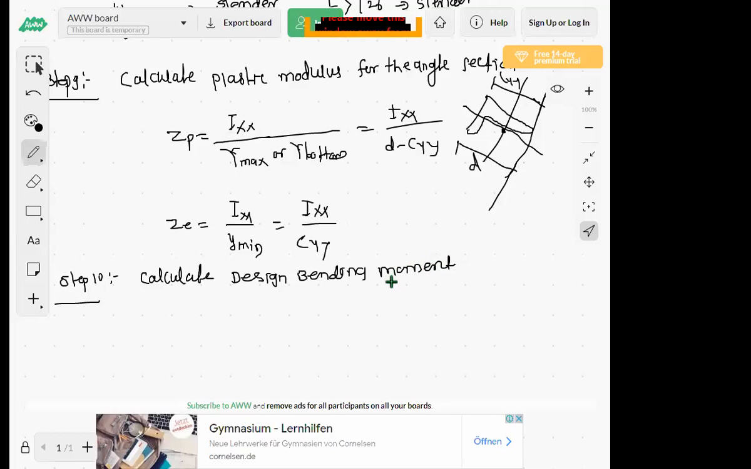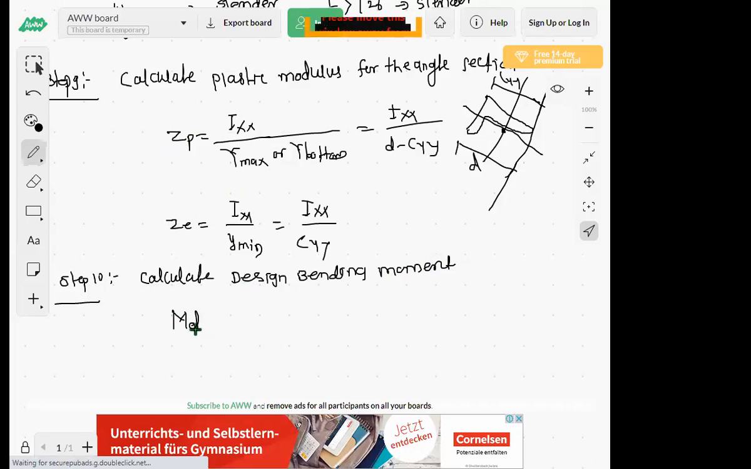So in step number 6 we have calculated the biaxial bending moment as per the load coming on your purlin. Wx and Wy are the two critical loads coming on the purlin, and as per these loads we have calculated Mx and My. But now we have to calculate the design bending moment by using this Zp value. So how to calculate the design bending moment?